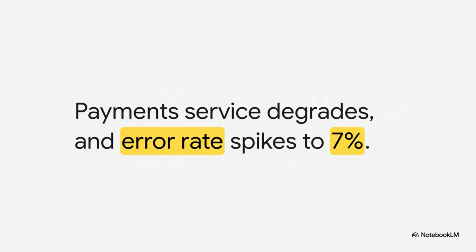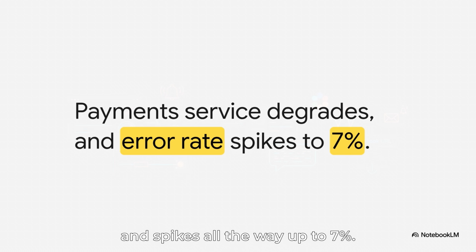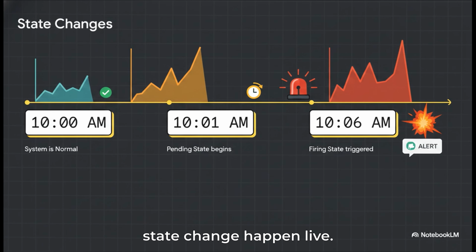Let's play out a scenario. Imagine your payment service starts degrading right in the middle of a super busy period. Maybe a database locked up, or hey, maybe a bad deployment just pushed a massive bug. Suddenly, your error rate shoots past our strict 5% limit and spikes all the way up to 7%. Let's watch this state change happen live.